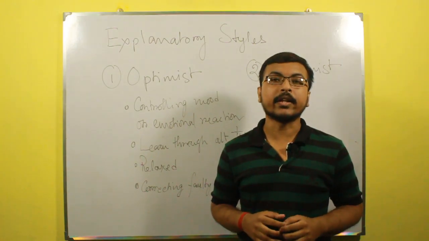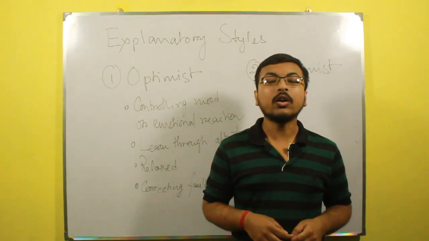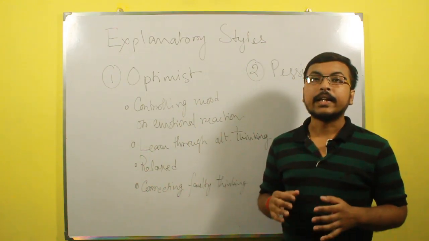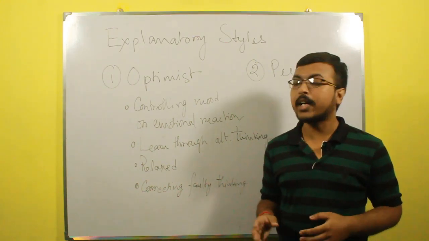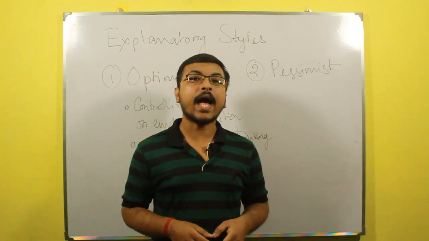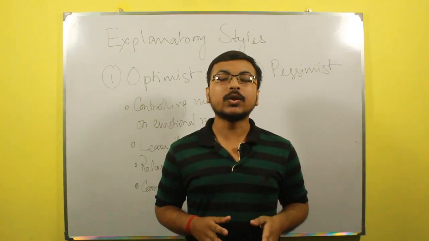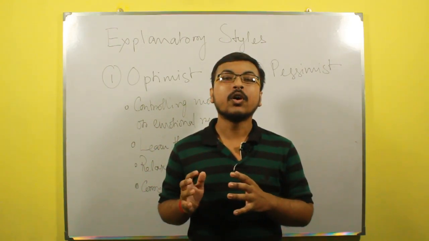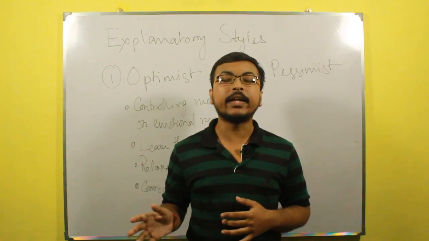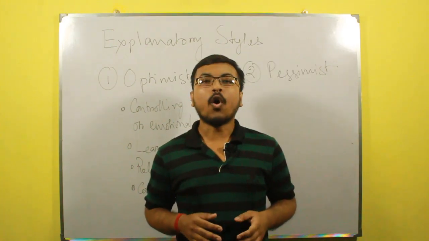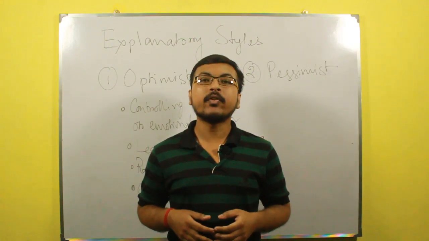Optimists have certain characteristics. Number 1, they have control over their mood or emotional reaction. Next, they can learn through alternative thinking. They are relaxed and they can correct their faulty thinking. The pessimists have the opposite characteristics of an optimist. Research shows that optimists have a better immune system and they have a longer life. They have an increased number of helper T cells and natural killer cells. On the other hand, pessimists have a weaker immune system and a shorter life than an optimist.